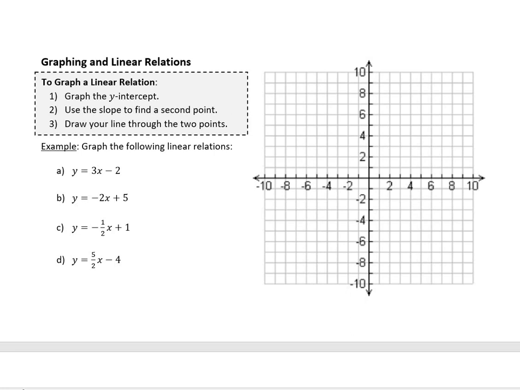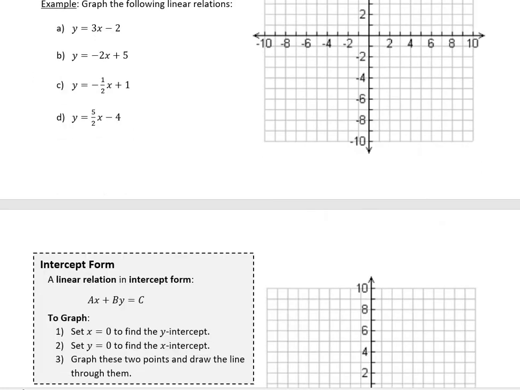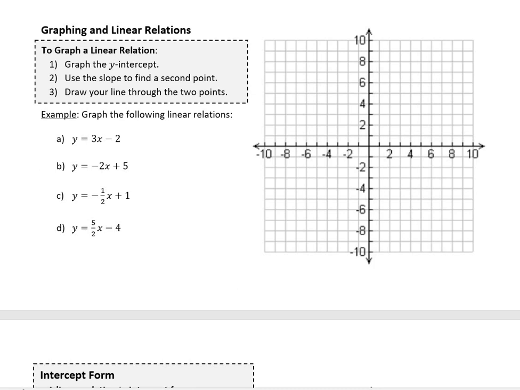Graphing linear relations. So hopefully this is pretty familiar by now. So we're going to be looking at linear relations in the form of y equals mx plus b this time. So we got our little dark gray box. It tells us we're going to graph the y-intercept. We're going to use the slope to create a second point, and then we draw our line through the points. So let's do A. For A, our y-intercept is negative 2. So when x is equal to 0, y is equal to negative 2.